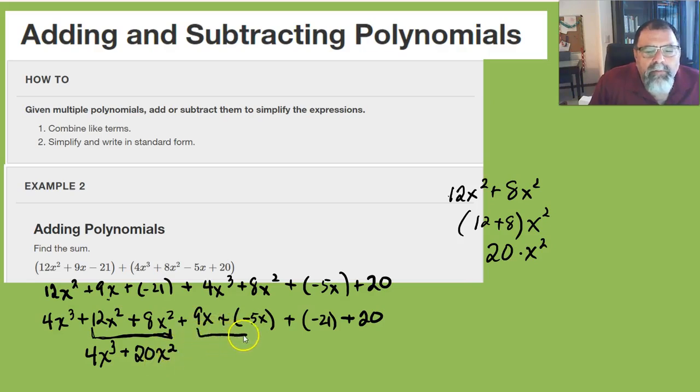And then the same thing for these. These are like terms, so we do a similar process. We'd factor out the x, and then it'd be 9 plus negative 5, which is positive 4x. And then these are like terms, just numbers. So negative 21 plus 20 would be negative 1. We're not going to write plus negative 1, we're just going to write minus 1, because that's easier. And that would be my final answer there.